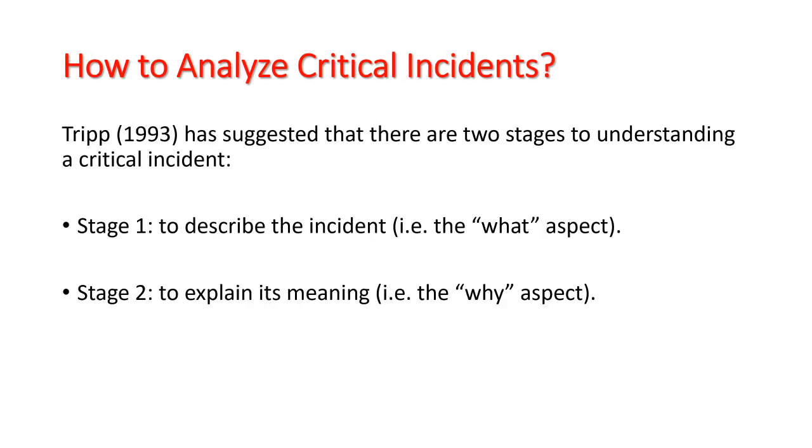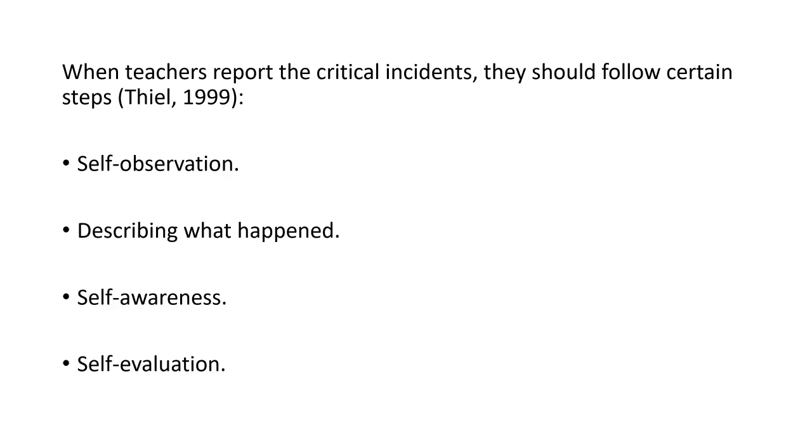So concerning how to analyze critical incidents, Tripp has suggested that there are two stages to understanding a critical incident. At first, an incident is described, and then it is decided why it is interpreted as a critical incident. Only those incidents which have significance in a wider context, or maybe in a classroom context, are viewed to be critical incidents.